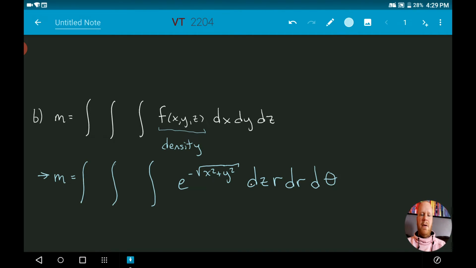And this is the order that you're almost always going to want to use: dz, dr, d theta. Okay, so let's think about what goes here for our boundaries for this integral.